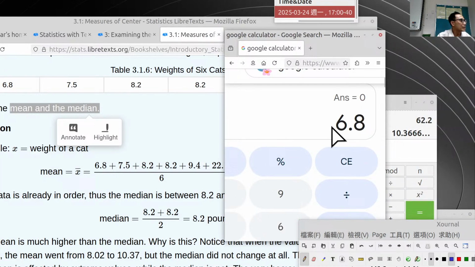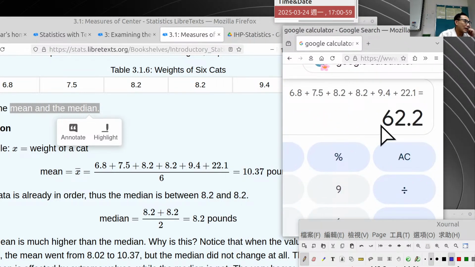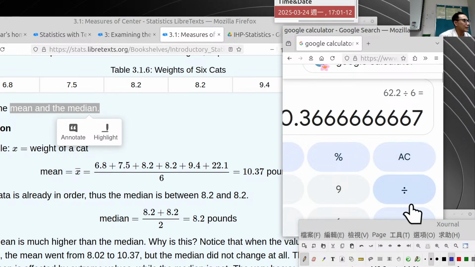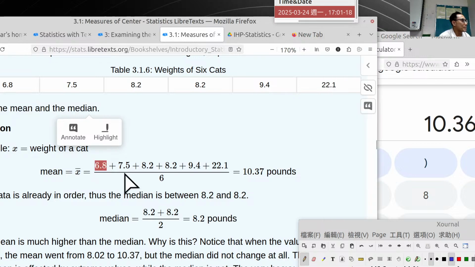8.6 plus 7.5 plus 8.2 plus 8.2 plus 9.4 plus 22.1. Right, okay. Then click answer. That is 62.2. Then divided by 6. Then the answer is like this one, 10.37. Okay, 1 minute, please follow this way.